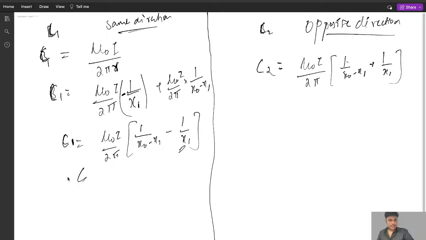Okay, so we get C1. Now we find R1, the radius of curvature. What is the radius of curvature? It is the circular path traced by the particle in the presence of a magnetic field. The radius of curvature of the path of a moving particle is inversely related to B. B is given by mu naught I by 2 pi R.